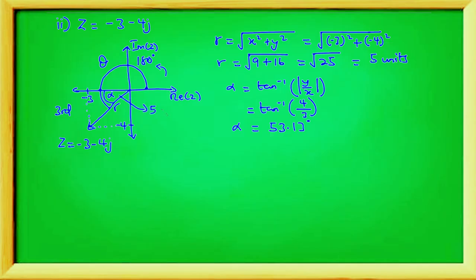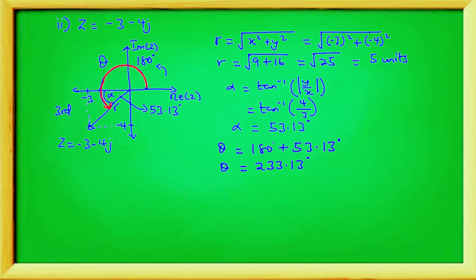Now, in order to find the value of theta, we are going to add 180 degrees to 53.13. That is, we are going to move from the positive x-axis in the anti-clockwise direction to meet r. So this is the angle theta. So theta is equal to 180 degrees plus 53 degrees, and that is equal to 233.13 degrees. So this is the value of theta.